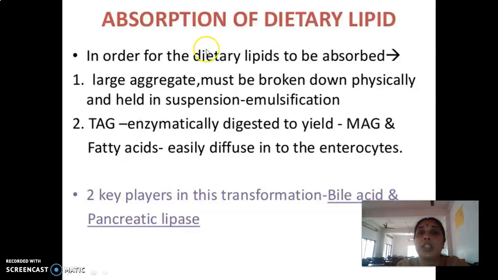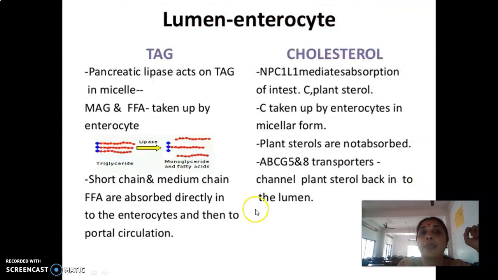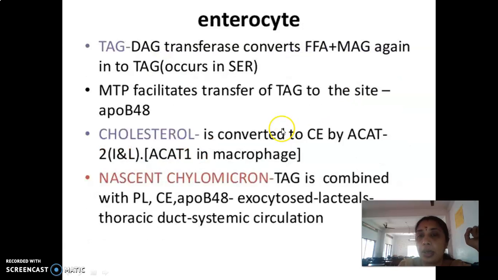Okay, so the absorption, these are already discussed. That is, during the digestion and absorption of the dietary lipids, the large aggregates of lipids will be enzymatically digested by lipase enzymes. So the TG will be converted into DAG, MAG, etc. Right, and it is carried out by pancreatic lipase and bile acids. So the dietary fats will first undergo emulsification by bile acids. They form micelles, right, with polar heads facing outwards and the non-polar tails inwards, thereby solubilizing the lipids and providing a mechanism for their transport into the enterocytes. And the pancreatic lipase and cholesterol digestion and absorption happens.